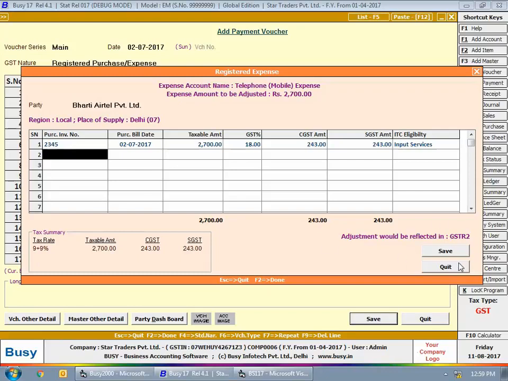So this is the case of registered expense wherein you are paying a telephone bill amount to a registered company who has already charged the tax in the bill, but you will get ITC claim for it as your TIN number will be printed on the bill.